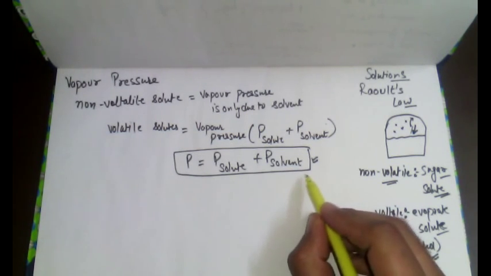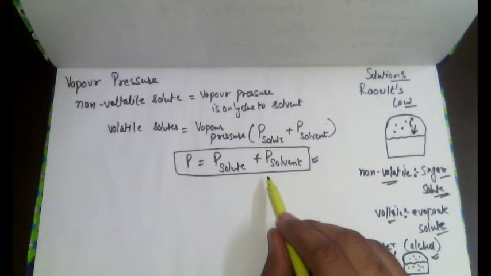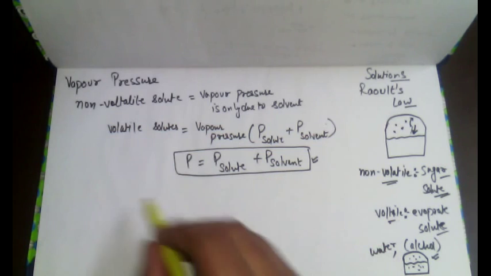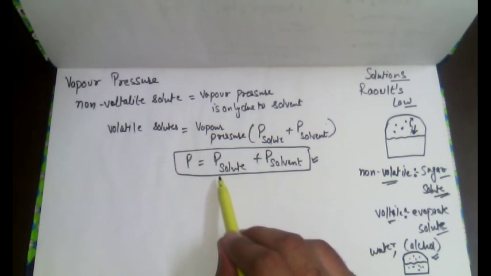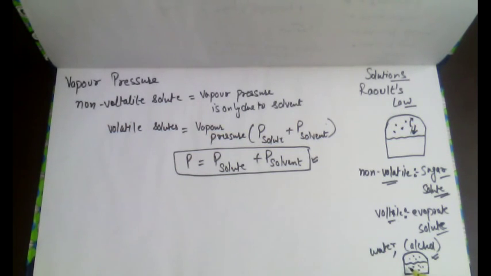Raoult's law says that the partial pressure of any component is directly proportional to its mole fraction. Let me elaborate this point. I'll repeat again, what does Raoult's law say? That the partial pressure... this beaker is partially filled with liquid, in any ratio. Maybe alcohol will be more or maybe water will be more. It does not matter.